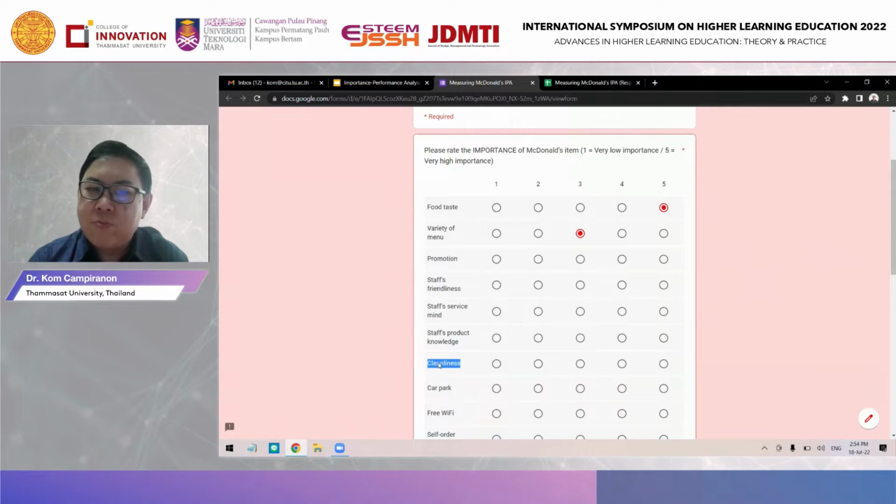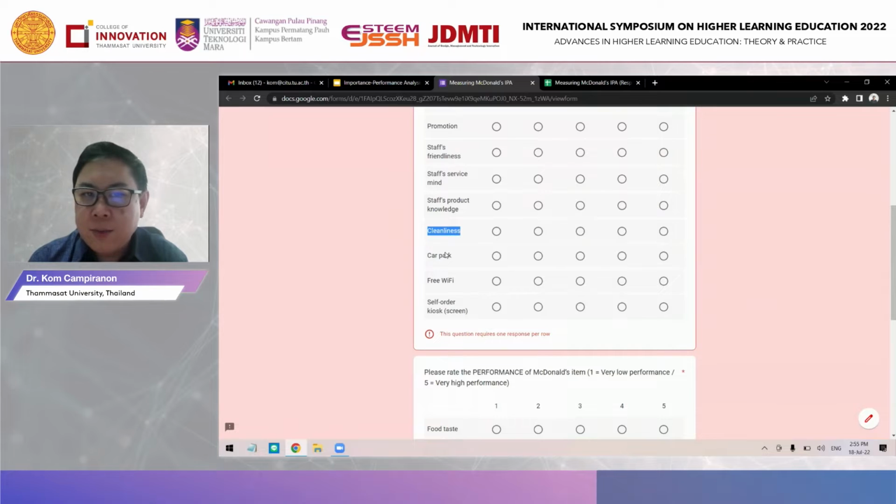What about cleanliness? Is the cleanliness at McDonald's important to you? What about the car park? Do you go to McDonald's because they have a good car park or not? What about free Wi-Fi? What about the self-order kiosk or screen? When you go to McDonald's, you might see the big screen that you can order by yourself. Is this important to you? Is this the reason why you go to McDonald's or not?